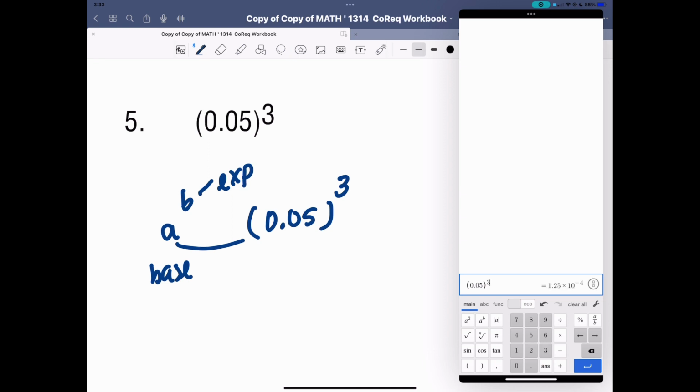Now, it gave me an answer in scientific notation. We can try using the fraction button, and it's going to give us 1/8,000.